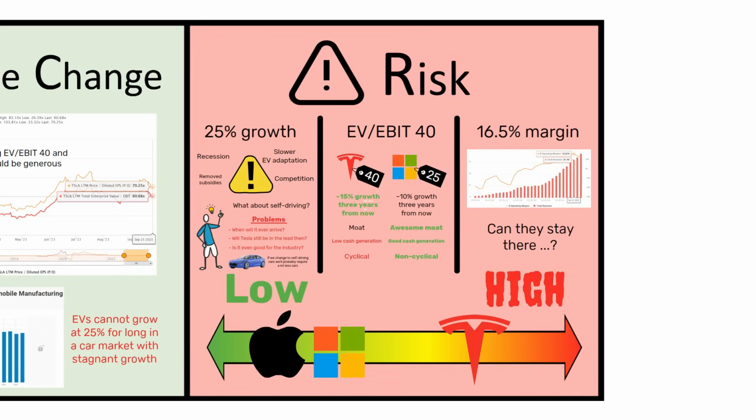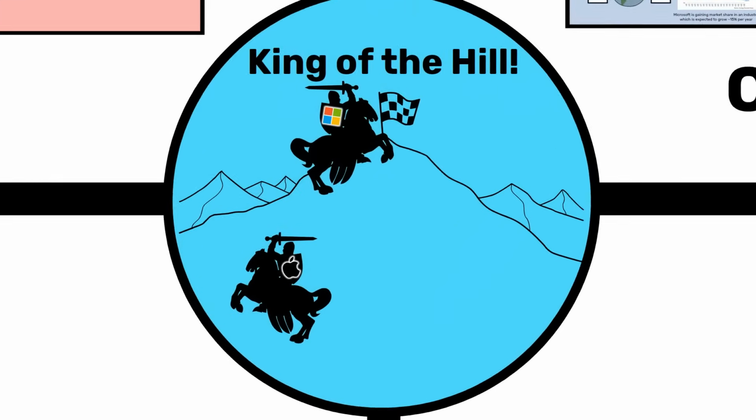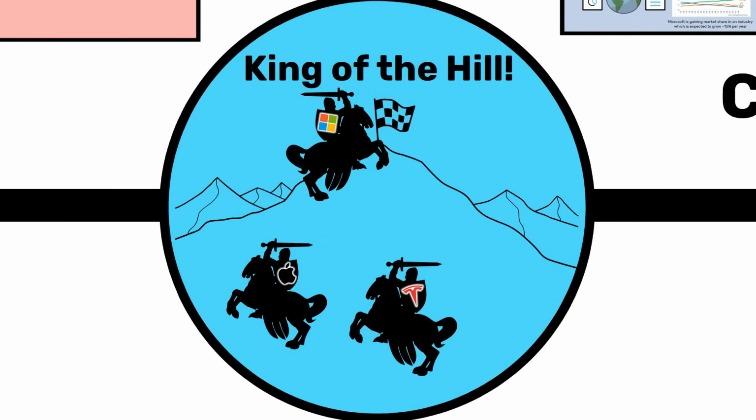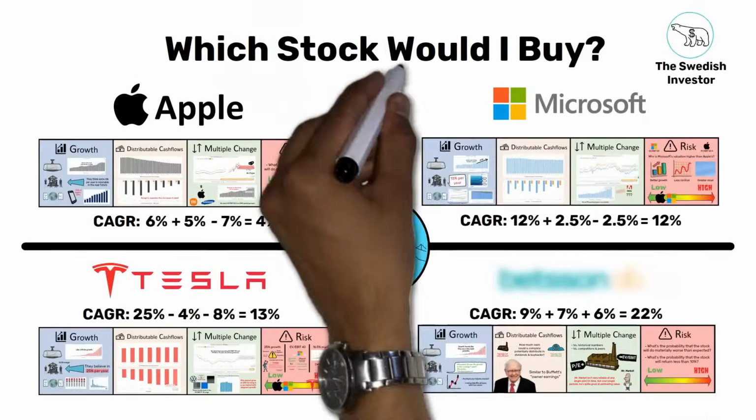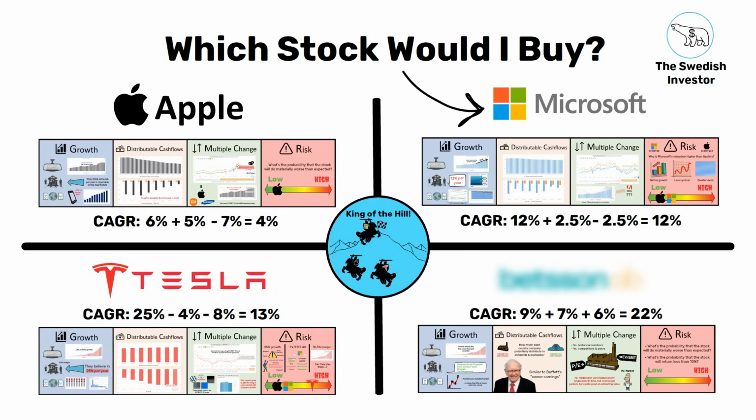There are too many uncertainties that could potentially ruin it for us in the Tesla case, and we do not think that the 1% lead that it has over Microsoft is enough. Therefore, Microsoft remains the king of the hill, which means that it's the company out of these three that I'd invest in myself if I had to choose.